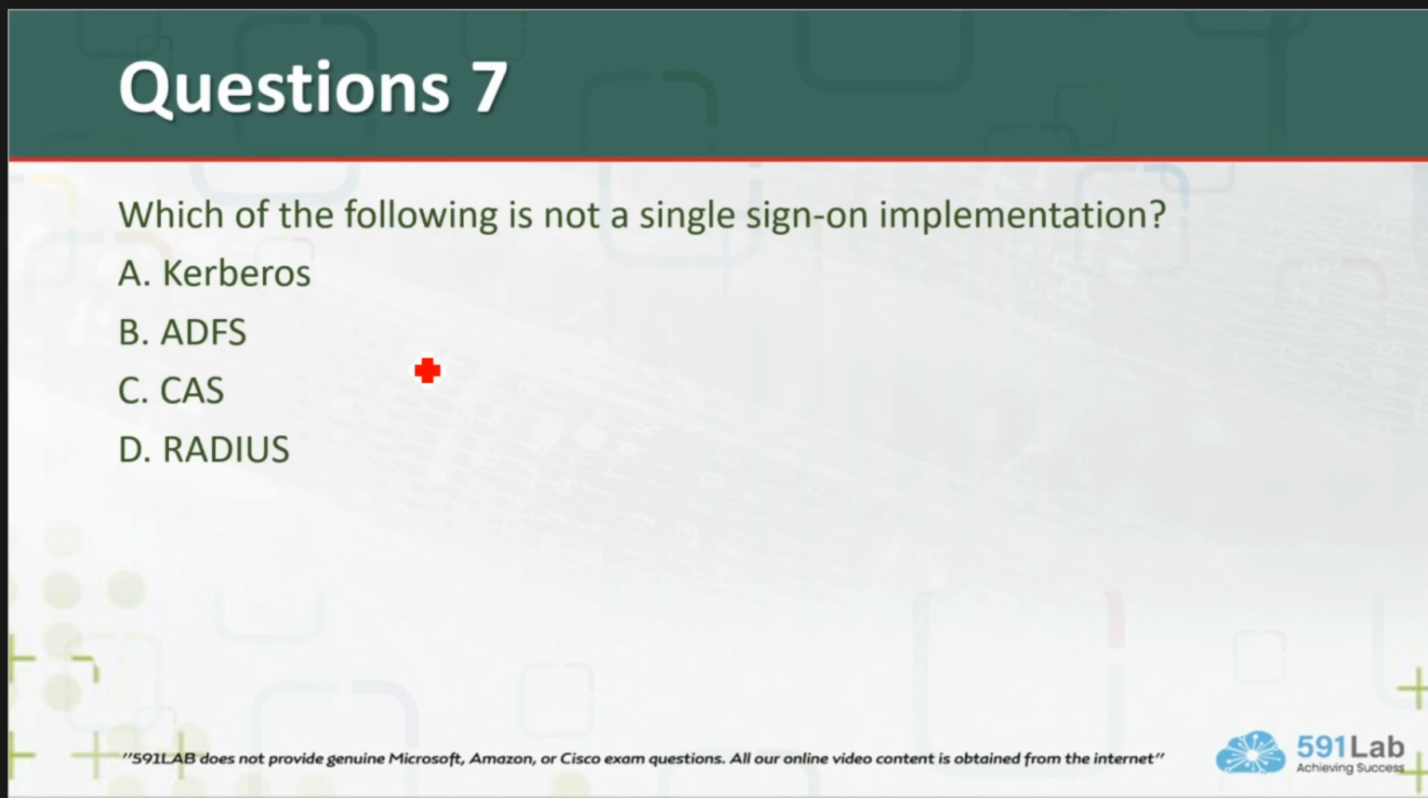Next question. Which of the following is not a single sign-on implementation? Kerberos, Active Directory Federation Services, CAS, which stands for Central Authentication Service, or RADIUS?